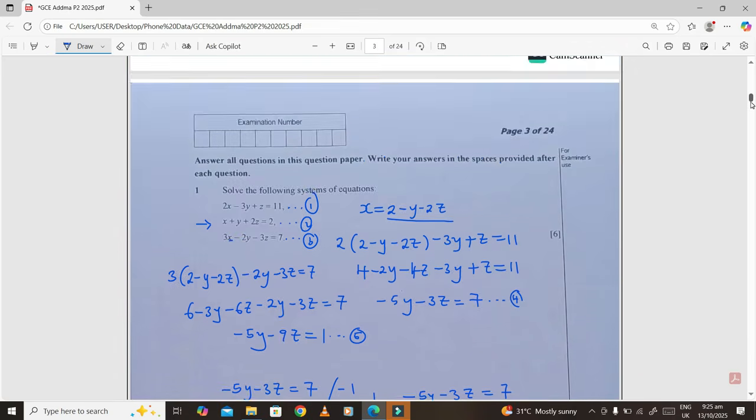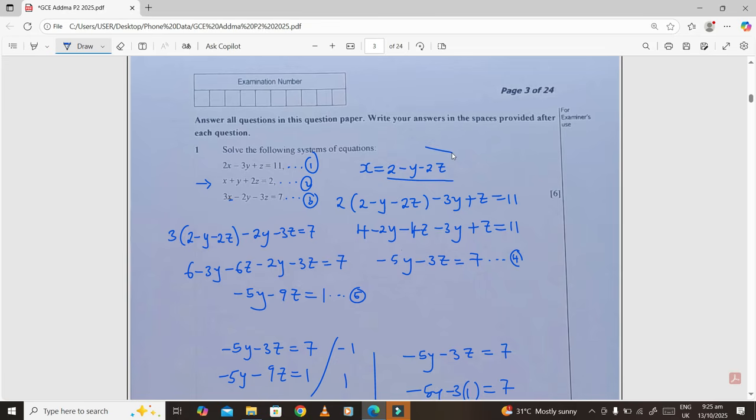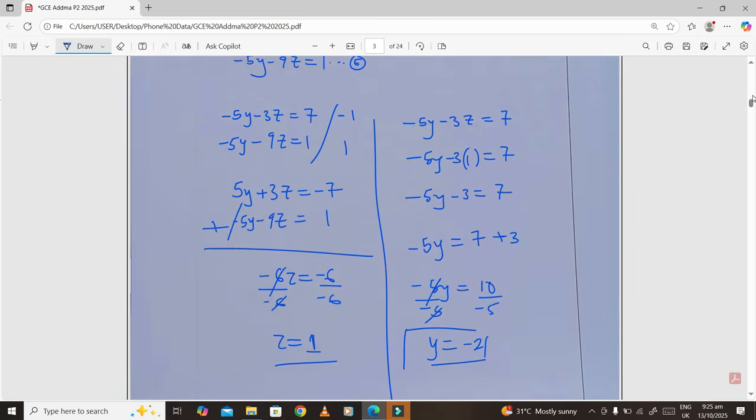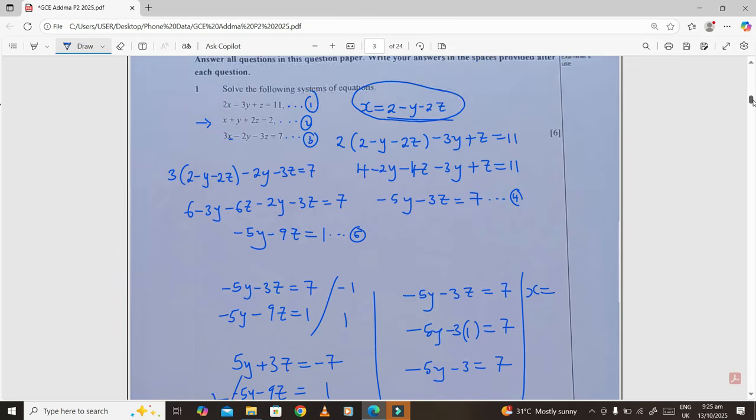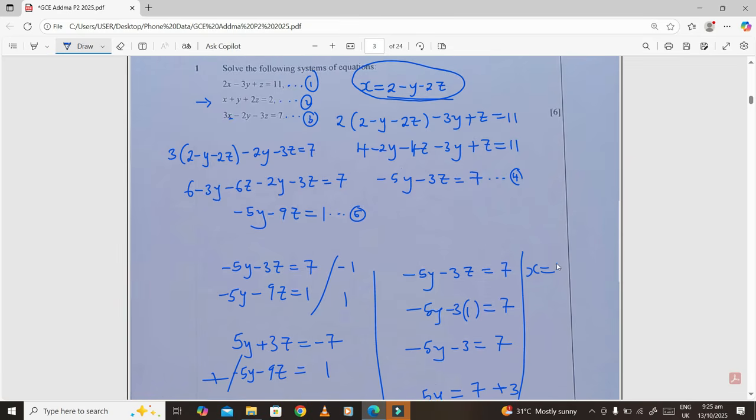For the value of x, we'll get this part. Okay? So we're going to say, since we know that x is equal to 2 minus y minus 2z, we just substitute the value of y, it's a negative 2, while the value of z is a 1. So I've got 2 plus 2 minus 2, which will give us a 2.